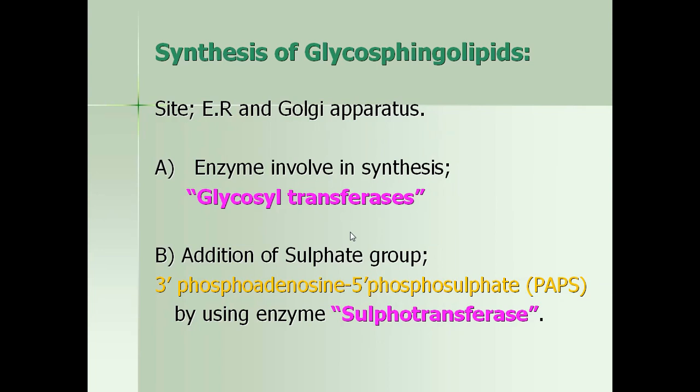Now the addition of a sulfate group. A sulfate group is added to galactocerebrosides by transfer from the sulfate carrier. The active sulfate carrier is 3' phosphoadenosine 5' phosphosulfate, PAPS, which transfers sulfate to the 3' hydroxyl group of galactose by sulfotransferase.